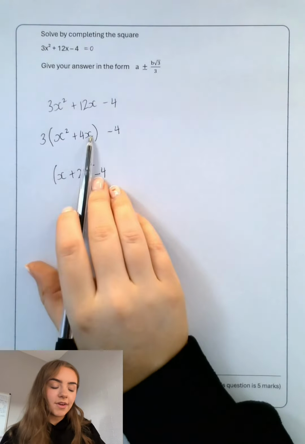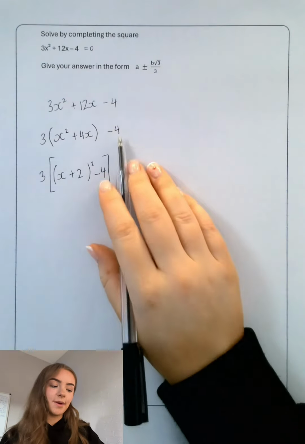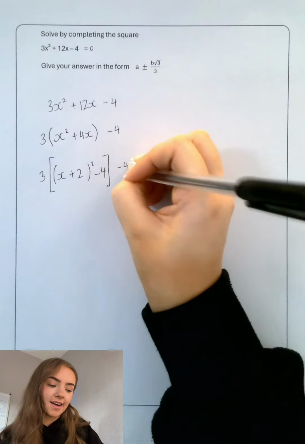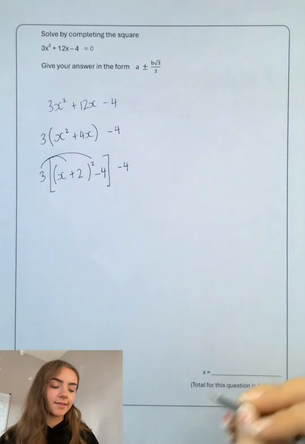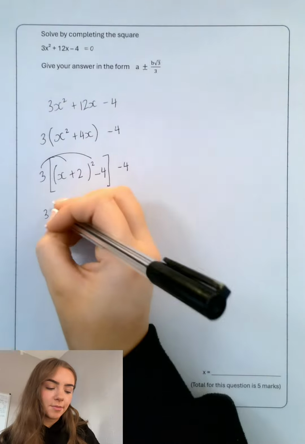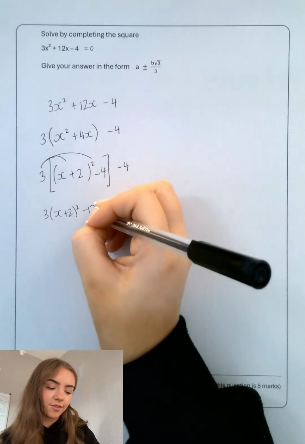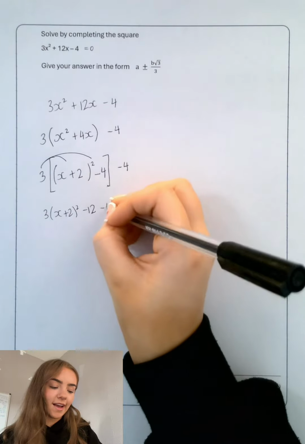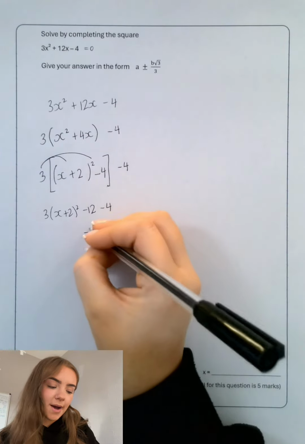But remember, everything in this bracket also has the factor of 3 taken out. And we have the −4 that we left at the side. We can reintroduce this factor of 3 by multiplying it out in this bracket. 3 multiplied by our bracket will be 3 times (x + 2)², and 3 times −4 is −12. Don't forget the −4 on the outside. Collecting these like terms together, −12 − 4 is −16.